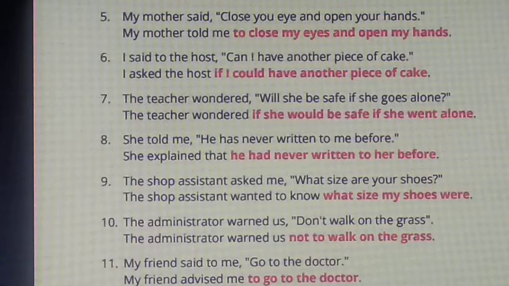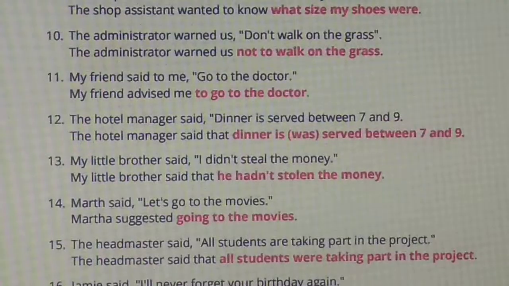Yes, the shop assistant asked me, what size are your shoes? The shop assistant wanted to know what size my shoes were. Are changes into were. The administrator warned us, don't walk on the grass. The administrator warned us not to walk on the grass.